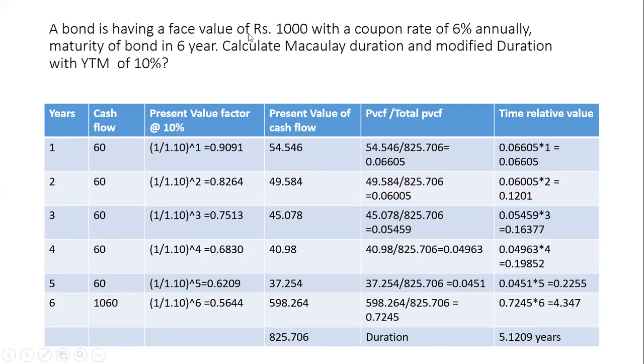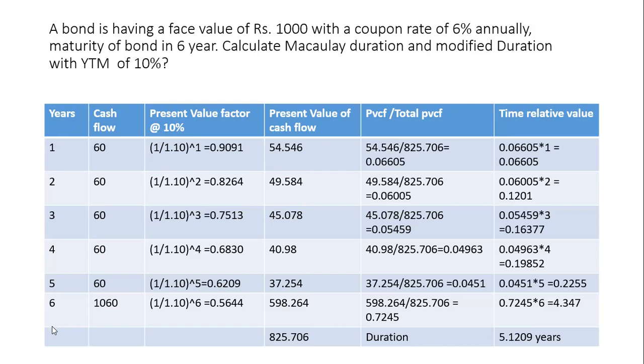Second question, for calculating the Macaulay duration and modified duration. A bond has a face value of 1000 with a coupon rate of 6% annually. You are getting 6% interest every year on 1000, so 1000 into 6% is 60 rupees. The maturity of the bond is 6 years. Calculate Macaulay duration and modified duration with a YTM of 10%.